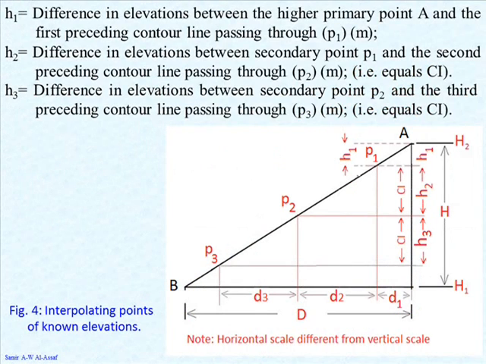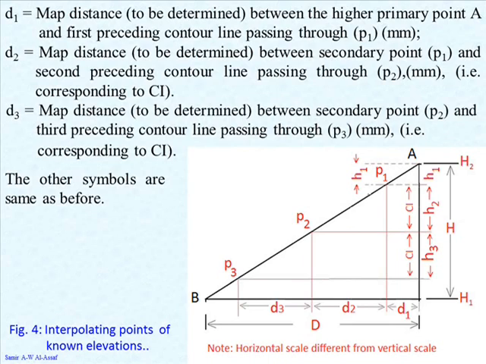Small h sub 1 equals the difference in elevations between primary point A and the first preceding contour line P sub 1 in meters. Small h sub 2 equals the difference in elevations between secondary point P sub 1 and the second preceding contour line P sub 2 in meters. That is to say, it equals the contour interval. Small h sub 3 equals the difference in elevations between secondary point P sub 2 and the third preceding contour line P sub 3 in meters. That is to say, it is equal to the contour interval.